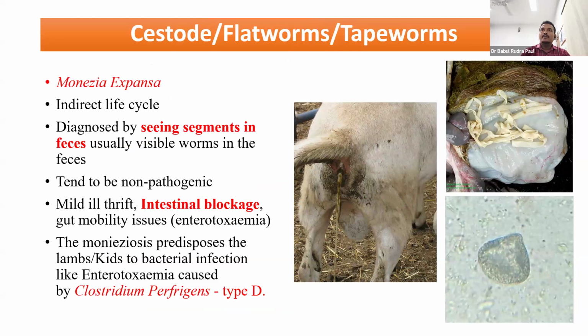And next is cestodes. Among these, Moniezia expansa, if you see the microscopic view of the parasite, is typically triangular. This is one of the parasites which is clearly diagnosed by seeing the segments in the feces, because the segments come out through the fecal sample, through diarrhea. One important point is that a large number of Moniezia block the intestine, causing stasis of the intestine, which ultimately causes a secondary bacterial infection, Clostridium perfringens, which leads to enterotoxemia. So even if the patient is not dying from Moniezia, there may be a chance of death due to secondary bacterial infection by Clostridium perfringens.